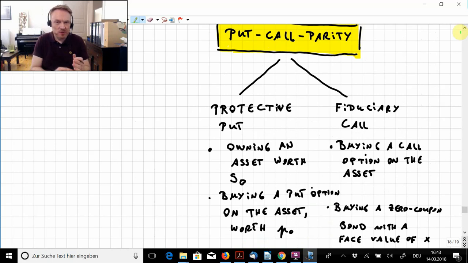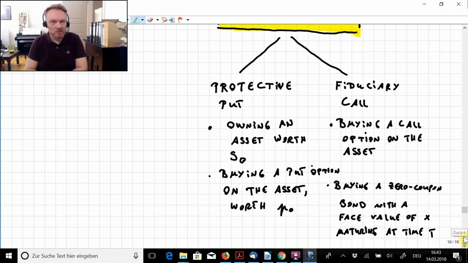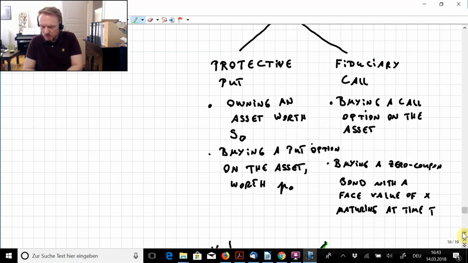Now, talking about the put call parity, there's a second thing. There's the fiduciary call. The fiduciary call consists of two things as well. Buying a call option on this very asset we've been talking about in the first place, the protective put. And secondly, buying a zero coupon bond without any risk at all, with a face value of X, like the exercise price X we've been talking about concerning the long put and the long call, maturing at time T.